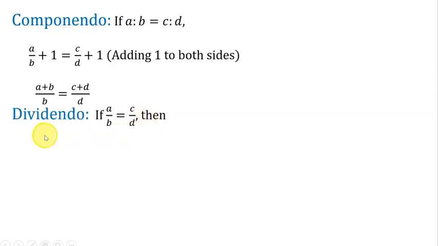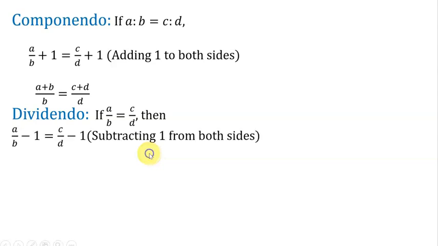Next, dividendo. If we have A upon B is equal to C upon D, then subtracting 1 from both sides and simplifying, we get A minus B upon B is equal to C minus D upon D. This is called dividendo. If A upon B is equal to C upon D, then A minus B upon B is equal to C minus D upon D. This is called dividendo.